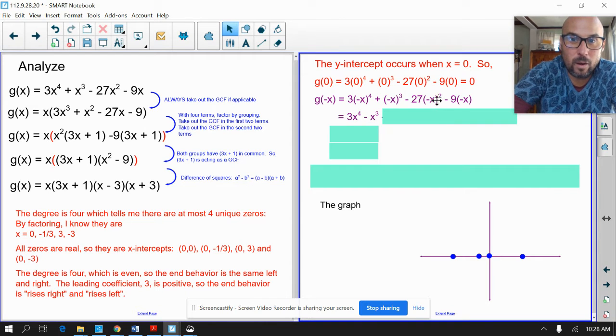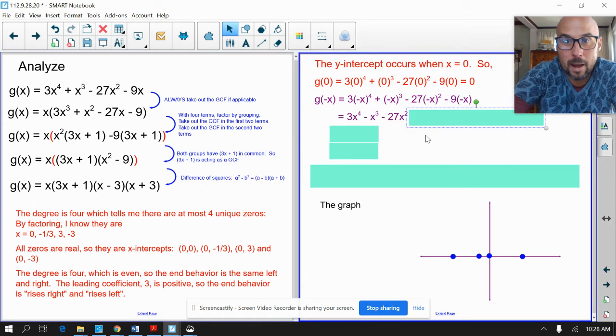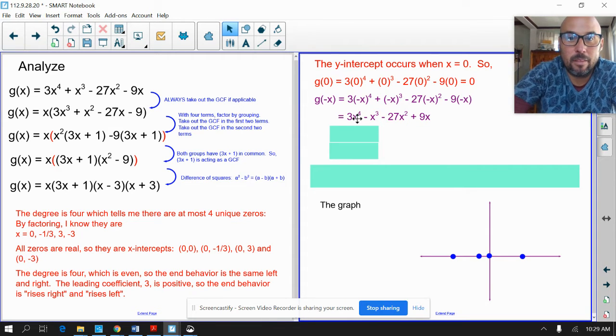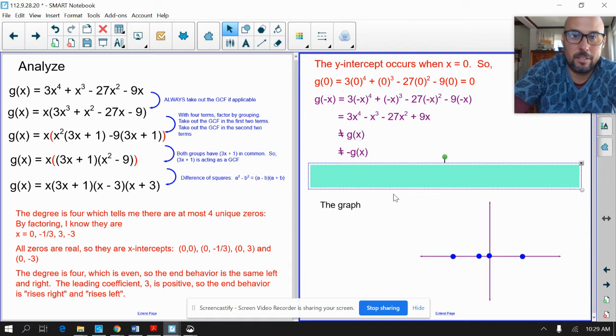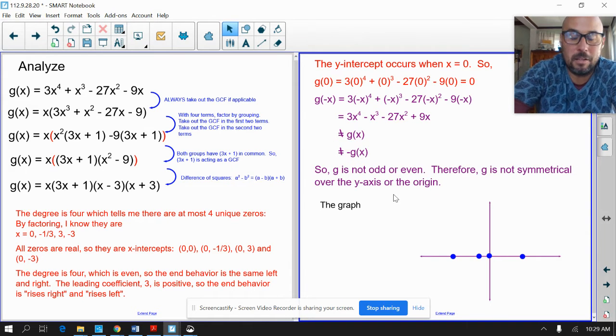Here, the opposite of x squared, the negatives cancel out, so it's just negative 27 times positive 1x squared. And here, negative 9 times negative 1 times x is positive 9x. Now, this is the result of replacing x with its opposite, and it is not the same as the original, so it's not even. And if I were to factor out a negative, I wouldn't get the original, so it's not odd. So I get to say that G is not even, it's not odd.